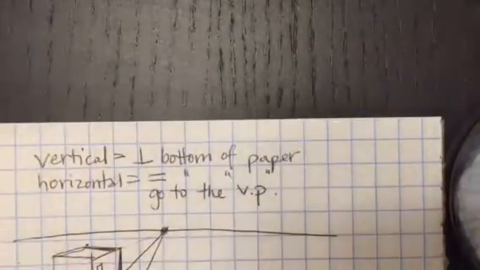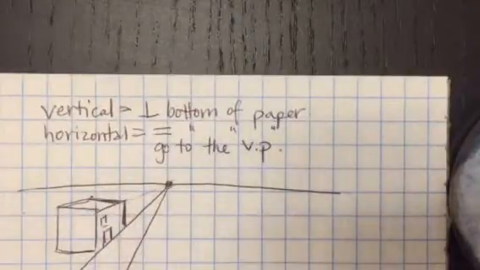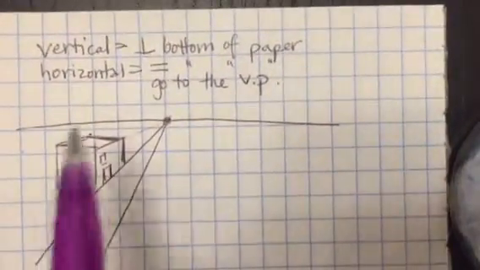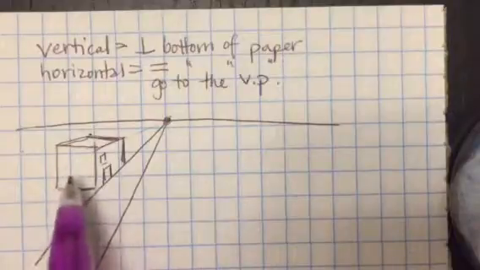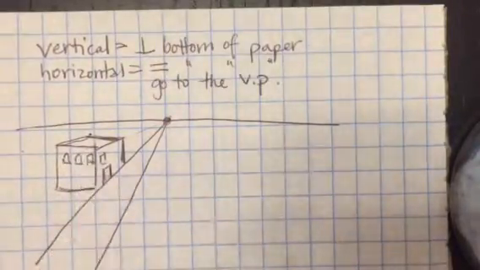If they're going to the vanishing point, that means that they're on the side of the building. If they're parallel to the bottom of the page, it means they're on the front, this part of the building. So if I were going to add windows here, I'd keep it like that.